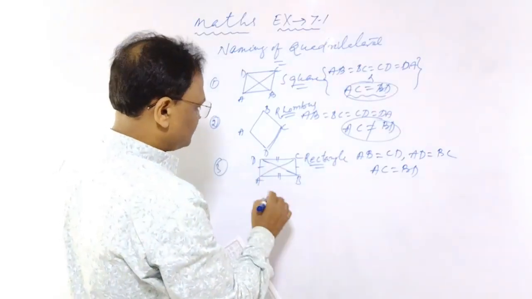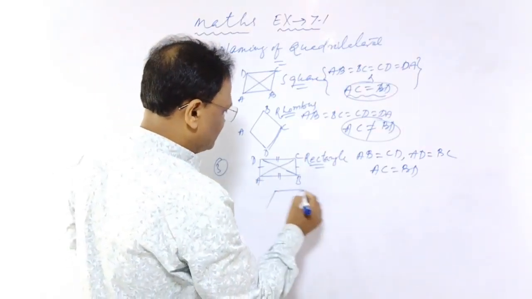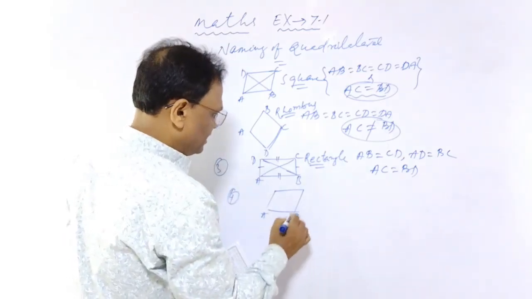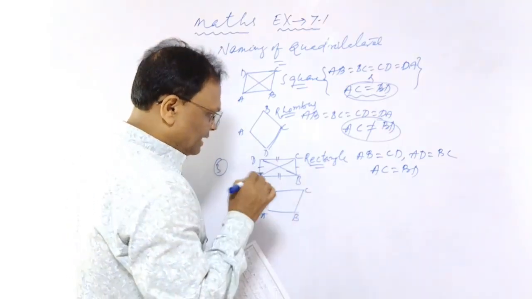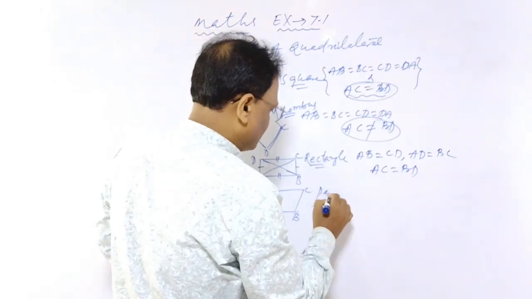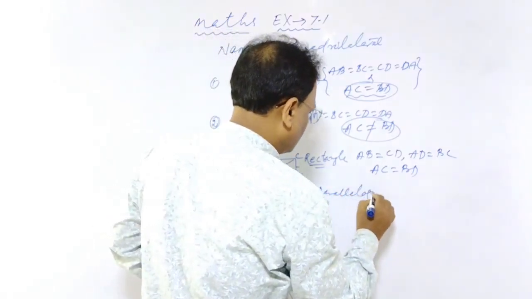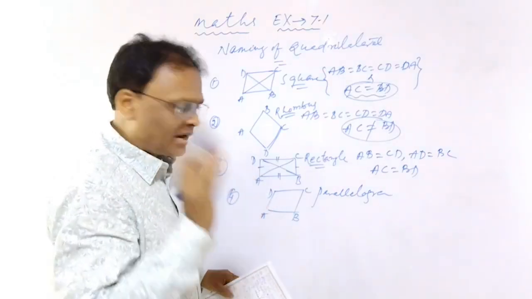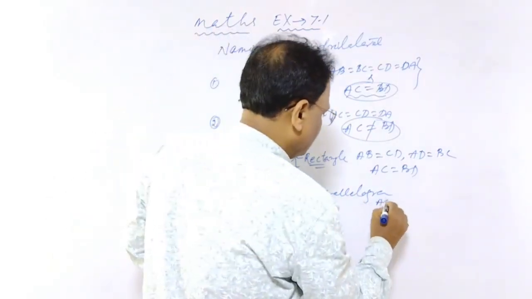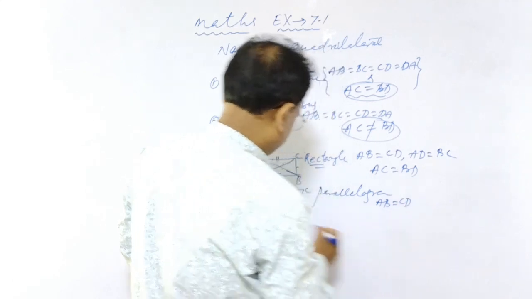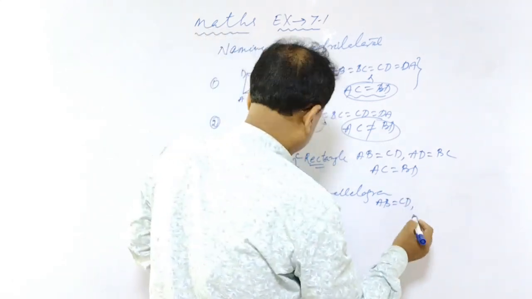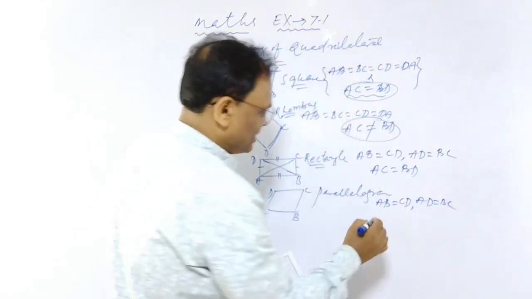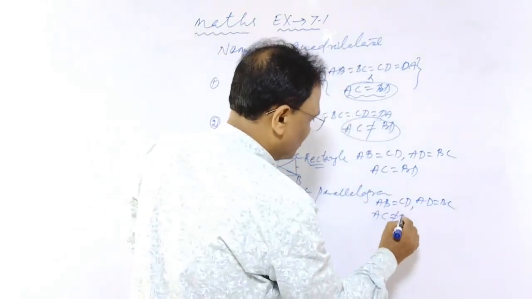Over. Now, if you take the parallelogram, this is the fourth one. A, B, C, D. In the parallelogram, again, just like in a rectangle, opposite sides are equal as well as parallel. Means AB is equal to CD, AD is equal to BC, but the diagonals are not equal.